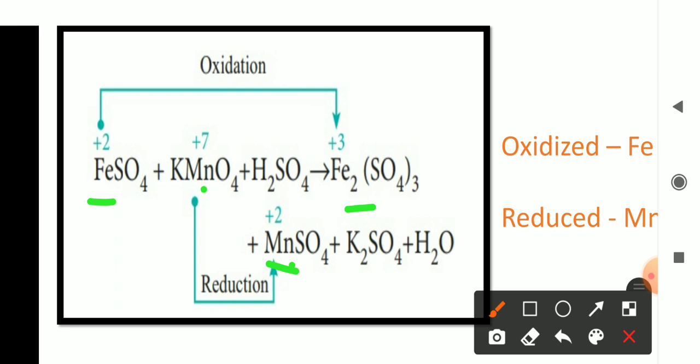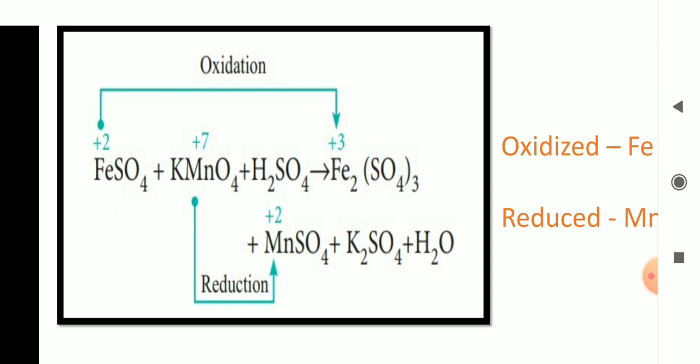So dear students, step number 1 is completed. We have identified both the oxidized as well as the reduced species, isn't it? So here what is the oxidized species? Iron is the oxidized species. What is the reduced species? Manganese is the reduced species. Is it clear? Are you clear with step number 1? Yes. Then come to step number 2.